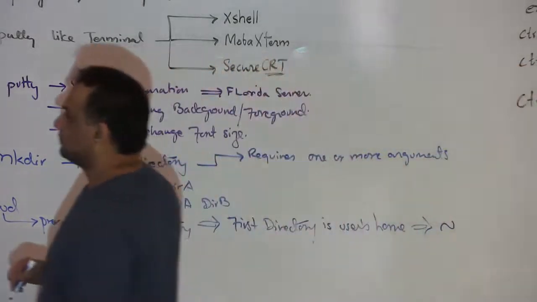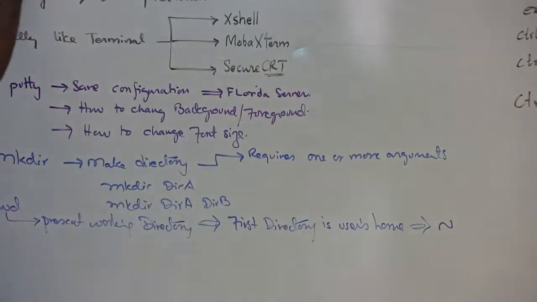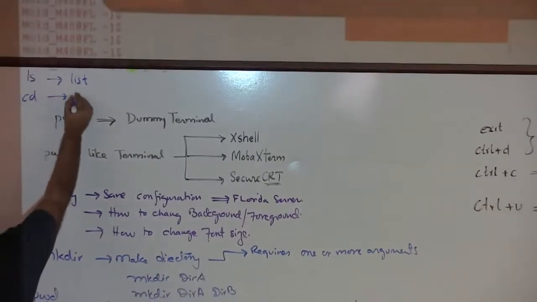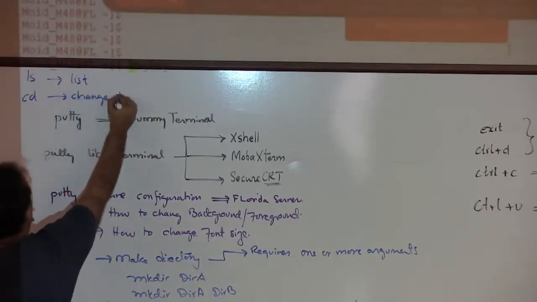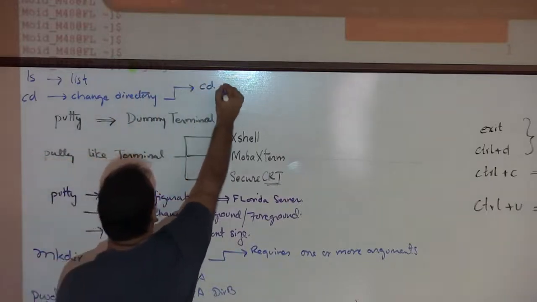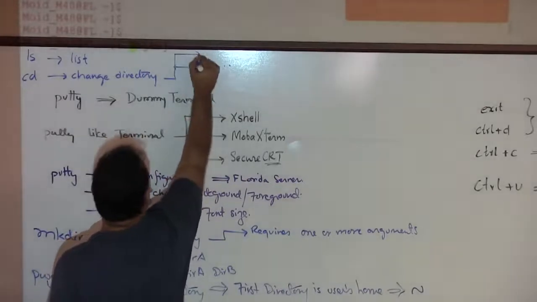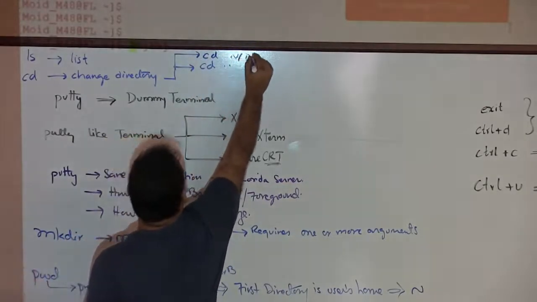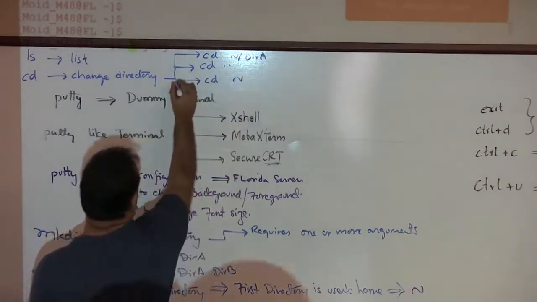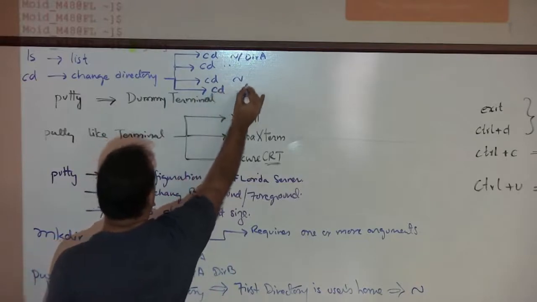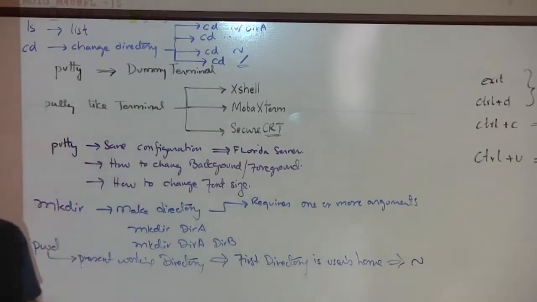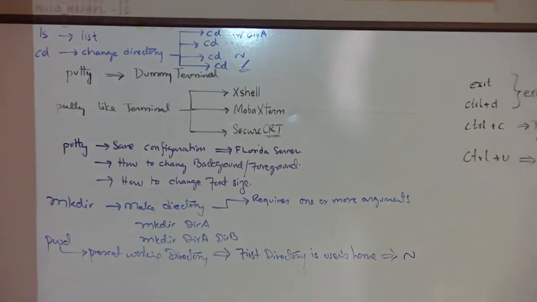What else? ls. Okay, ls is to list. What else? cd. cd is to change directory. Here I can say cd .., or I can say cd to directory A, right? Or I can say change directory to home, or I can also say change directory to the root. This is the top level of the directory. If you want to go to the topmost directory, then you just type cd /.